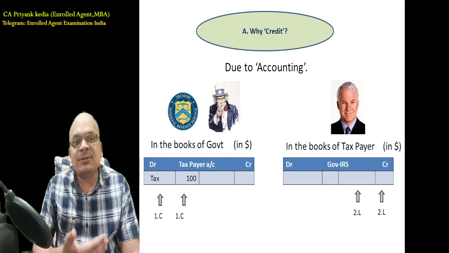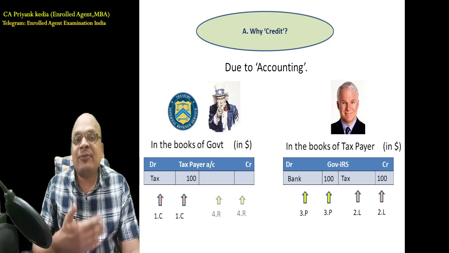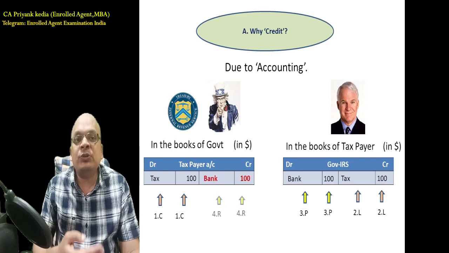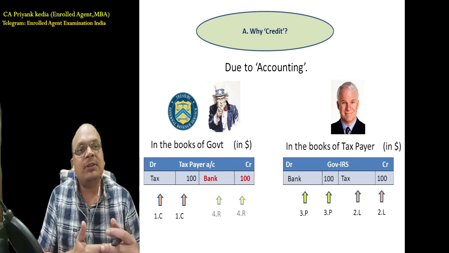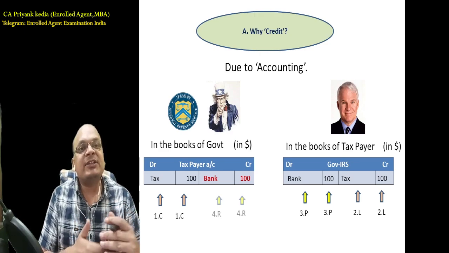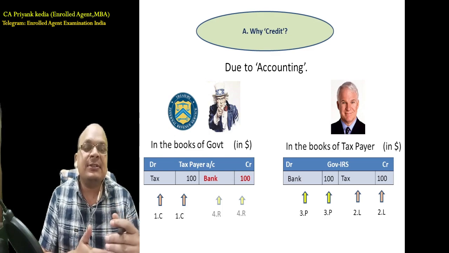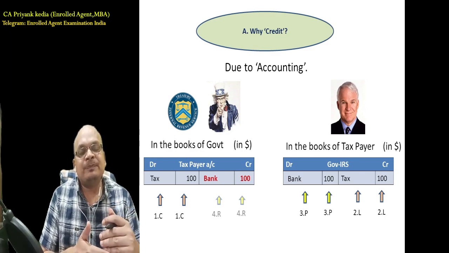When he actually pays this amount or discharges the liability in any manner, he debits the US government account with $100. At the same time, the US government, because the payment is made, credits the taxpayer's account with $100. And this is the credit which we are actually talking about. So simply stating, when there is a tax due from the taxpayer, the US government debits the taxpayer account, and when there is a payment received from the taxpayer, the US government credits the taxpayer account. Resultantly, the liability of the taxpayer reduces.